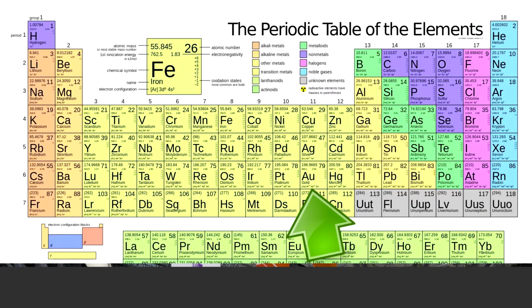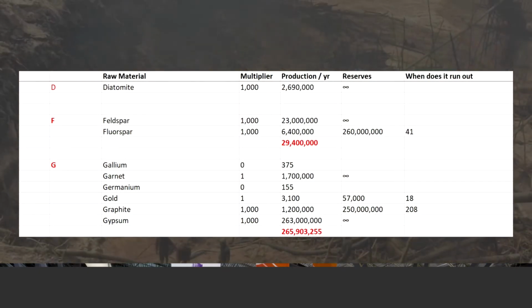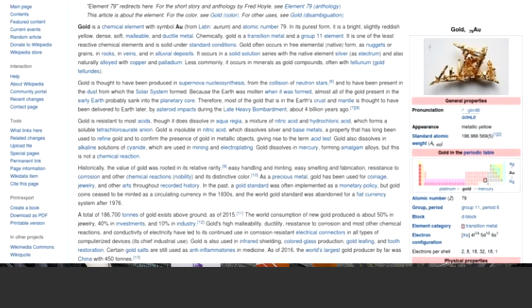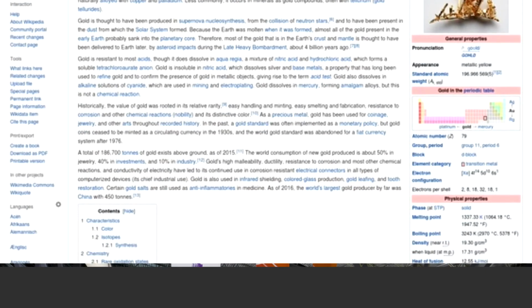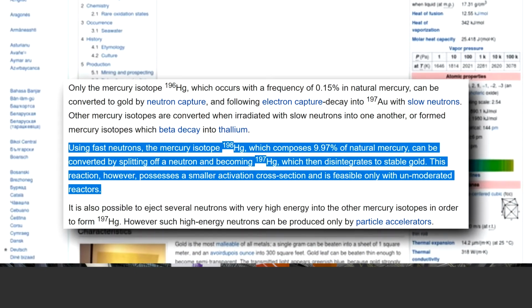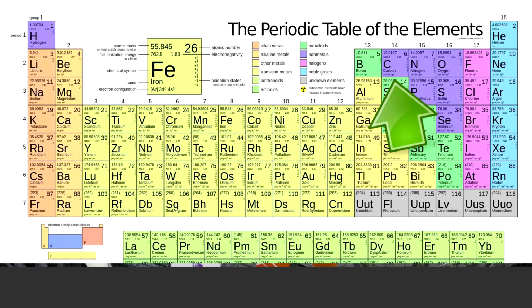Then we get another small commodity, but with huge value, gold. 3,100 tons of it is produced annually out of a reserve of 57,000 tons. By this measure, we will run out of gold in 18 years. Gold doesn't oxidize, which is one of the reasons why it was coveted from early on. It stays as it is. The funny thing about gold is that people have tried to make it. Isaac Newton is known for dabbling in alchemy to try to create gold. That said, we can actually make gold through transmutation, but it is much more expensive than the end product and it requires fast neutrons.